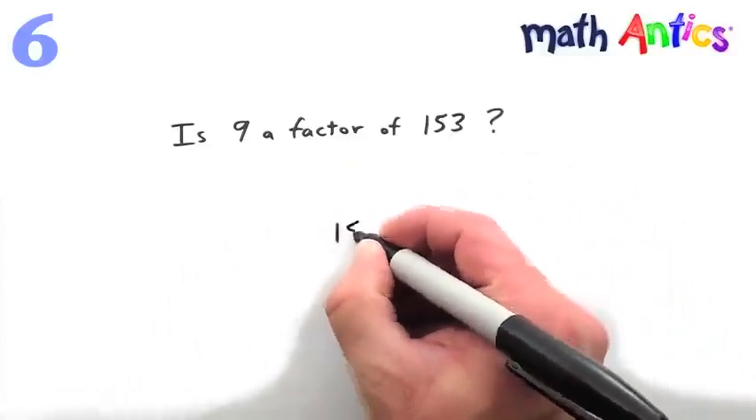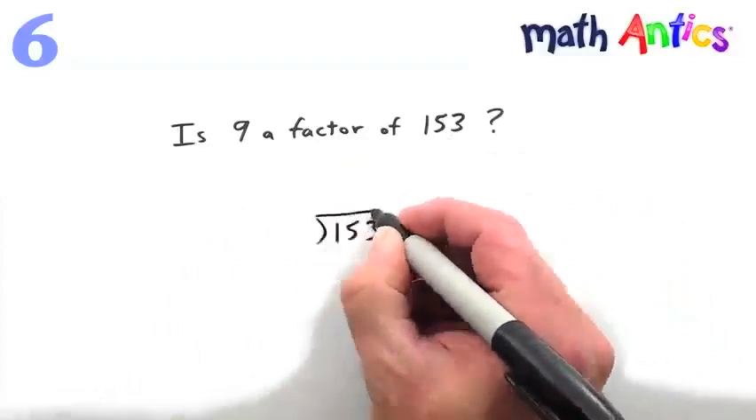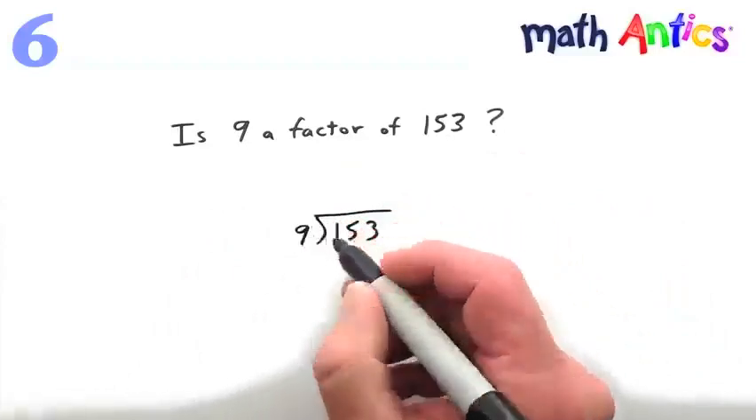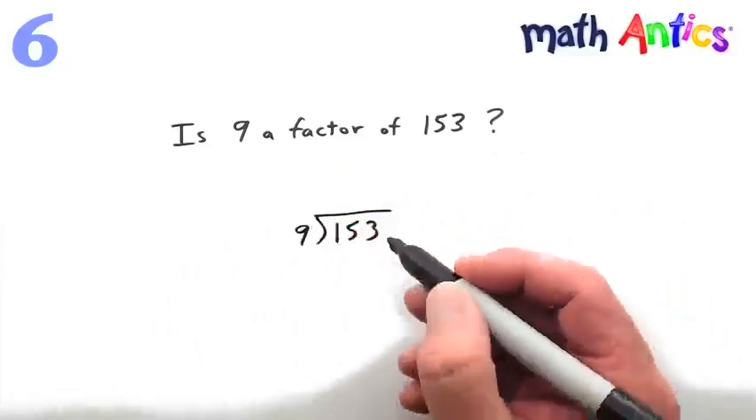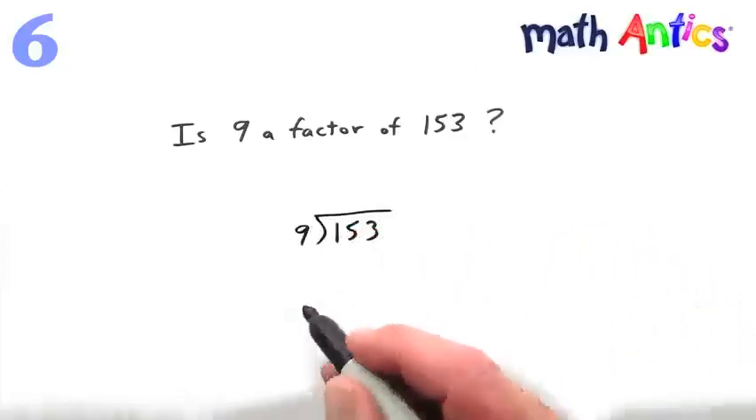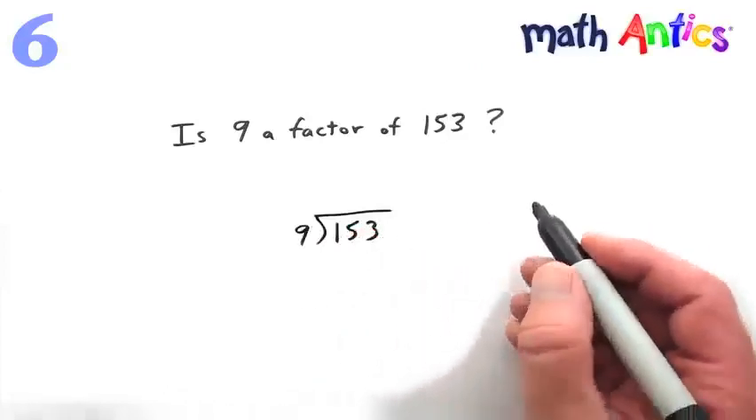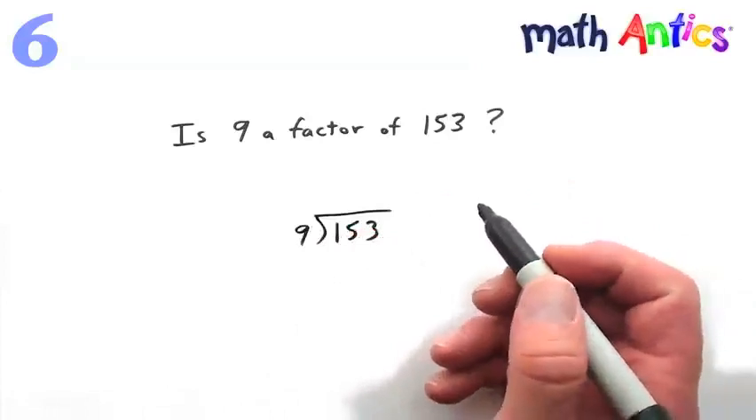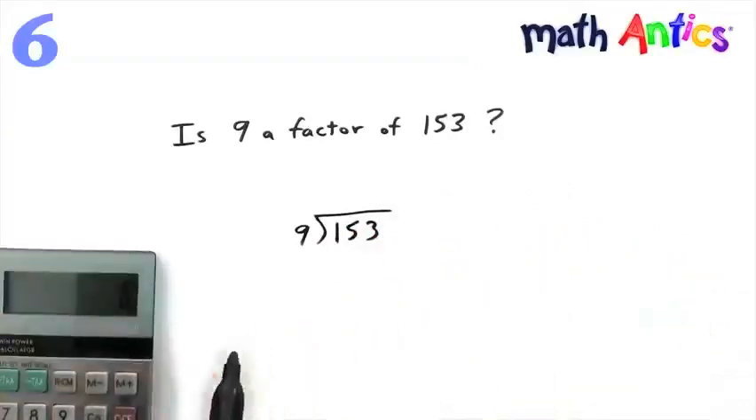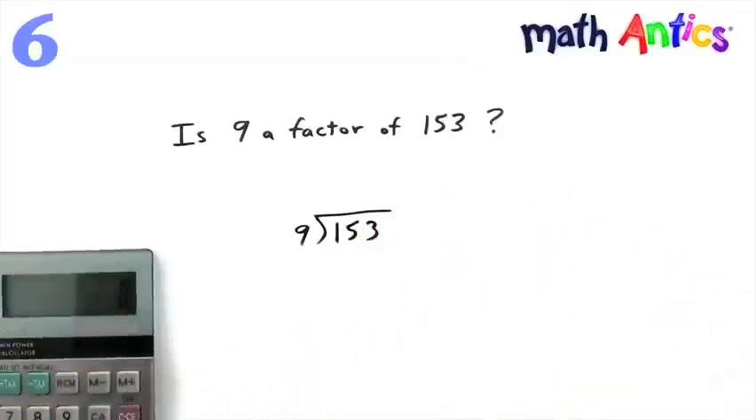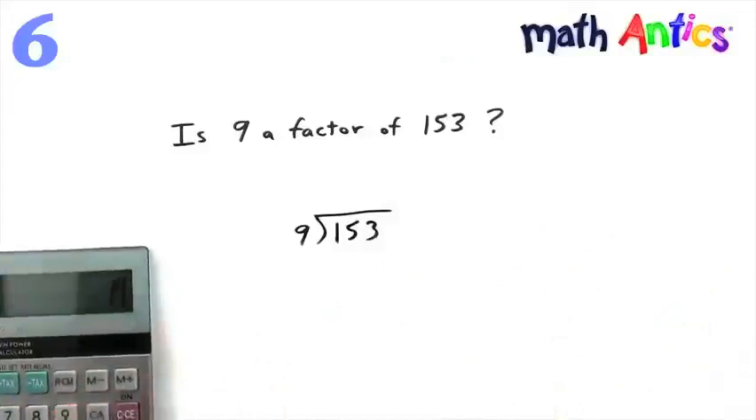So we could write that out just like you would if you were doing a long division problem. Divide 9 into 153 and see if we get a remainder. Or in this problem, you notice you can use your calculator on this because it's a big number. It's fine for us to do that. So let's just try that with our calculator here. Let's take 153 and divide it by 9 and see what we get.